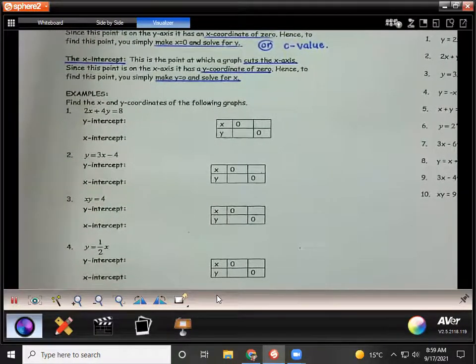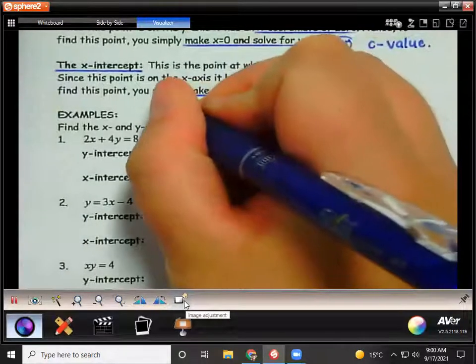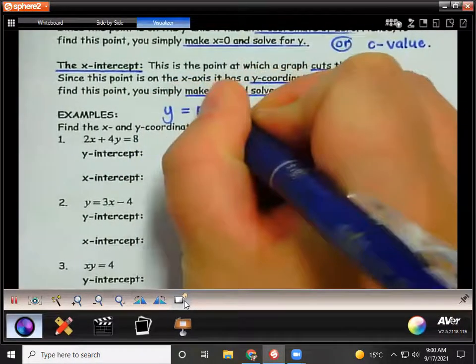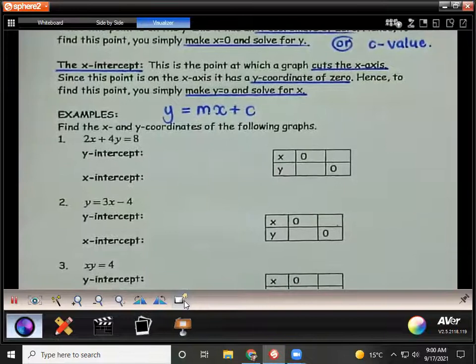Okay, so they're saying find the x and y coordinates of the following graphs. Now, guys, that first one, 2x plus 4y equals 8. Does that look like a normal straight line graph? What should a straight line equation look like? Okay, what's the standard form? Y equals mx plus c. Does this first equation look like that? All right, they're going to do that often. They're going to give you an equation that doesn't look like it should. Then we need to be able to rewrite this equation so that it looks like that.